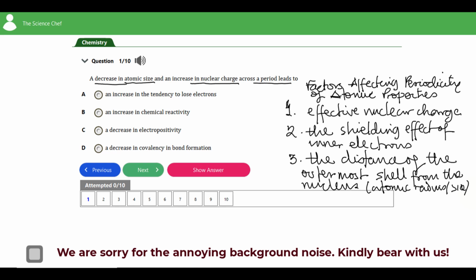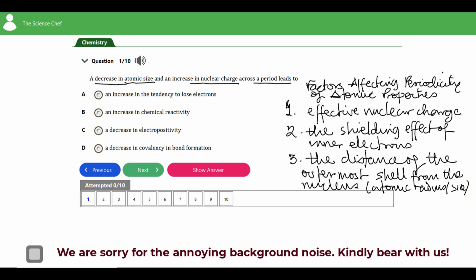Let's say period 3, for example. All the elements in period 3 have 3 shells. But as you move from sodium to chlorine, the number of electrons in the outermost shell increases by 1 successively. Now, the number of inner shell electrons remains the same, 2, 8, 1 to 2, 8, 7. So from sodium, which has 11 electrons, with 10 inner electrons, to chlorine, which has 17 electrons, with also 10 inner electrons. So the shielding effect of inner electrons remains relatively the same. Now, as you move from sodium to chlorine across the period, the distance of the outermost shell from the nucleus becomes what? Smaller, because of the increase in the nuclear force of attraction.